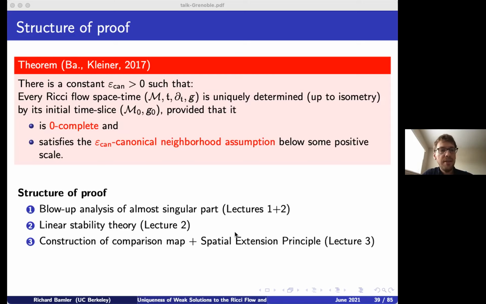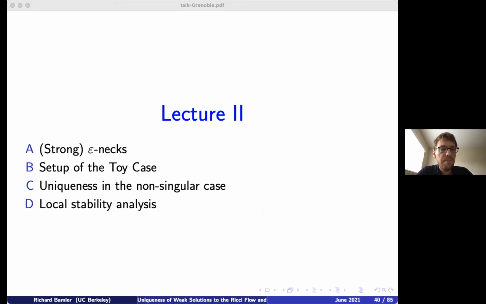So what I want to do in this lecture is focus on the proof of this uniqueness theorem. This is the first part of the proof, and it'll be structured as follows. First, I'll coin this terminology of strong epsilon necks. This shouldn't take us too long.